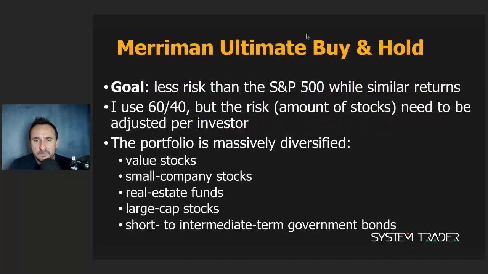The Merriman Ultimate Buy and Hold portfolio was introduced by the well-known Paul Merriman, and the main goal is to have less risk than if we would just keep the S&P 500, the 500 biggest companies in the United States, while having similar returns. And in the example which I will show you in a second, I will use 60-40, meaning that we will have 60% of stocks and 40% of fixed income.